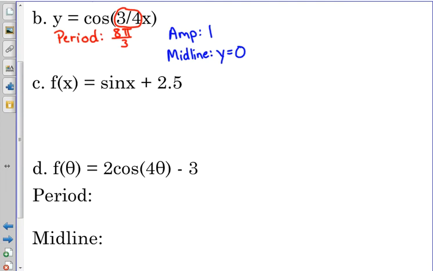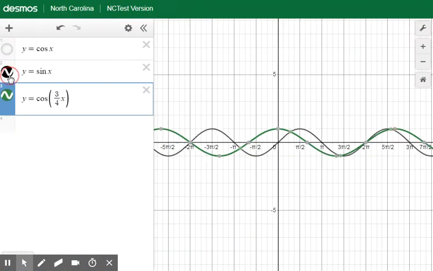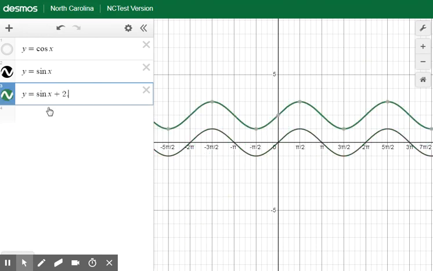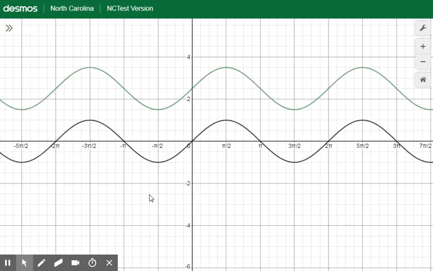Any questions so far? What do you think is going to happen next? Going back to sine, and this equation is sine of x plus 2.5. Notice I did not put any extra parentheses. I just typed it in exactly how it looks on the paper. So what's happened to this one? It's just been moved up, right? Period hasn't changed. Everything is still happening in the same place. It doesn't look like the height has changed at all, but the midline has changed.